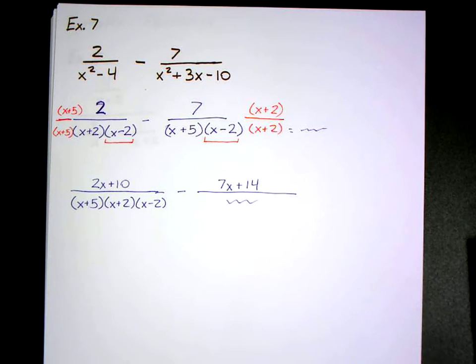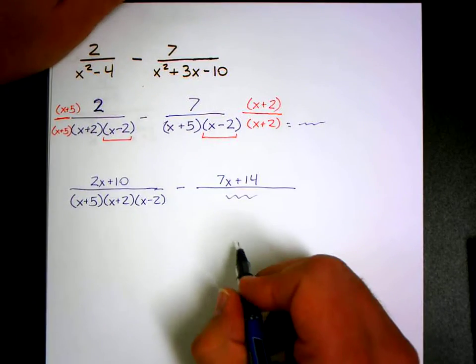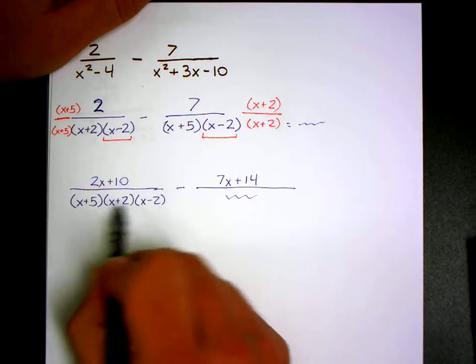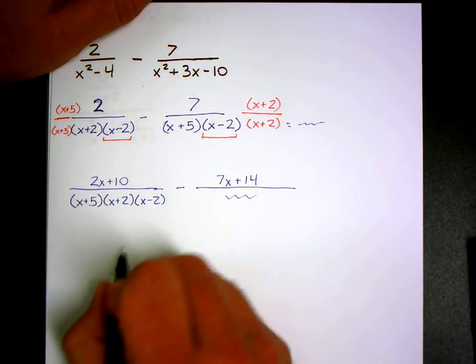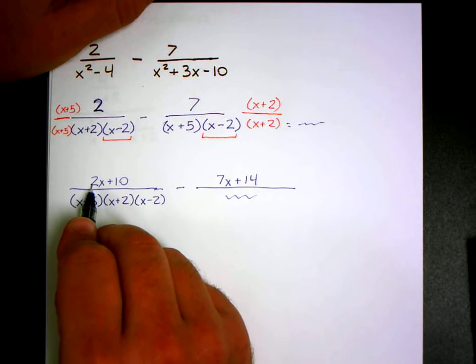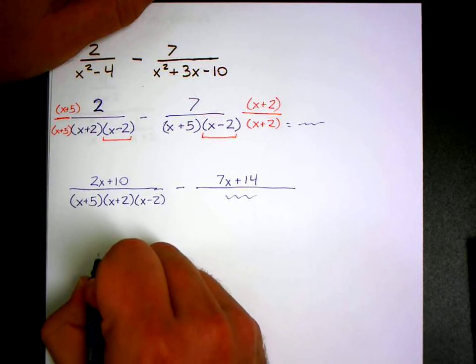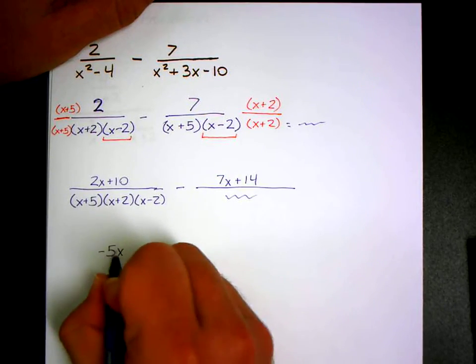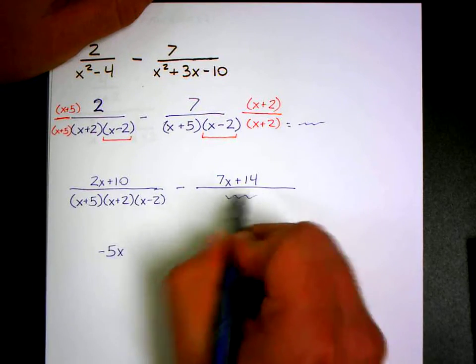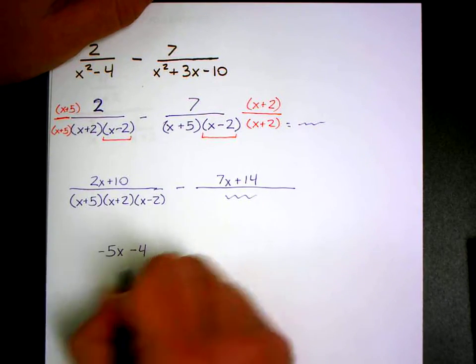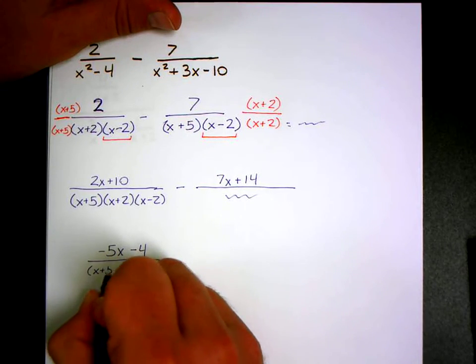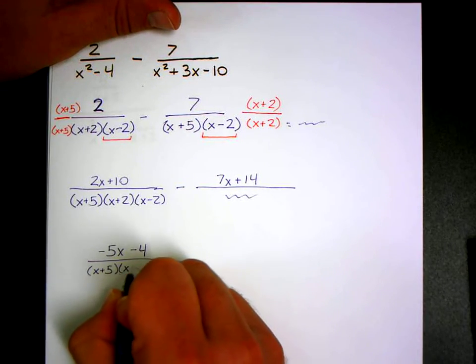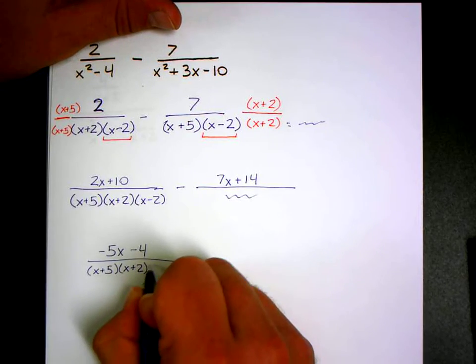Okay, so now after I multiplied out my numerators, I can subtract them across. See, I left out one of the places where I could write squiggle, because now in my next line I'm going to have to actually write out the denominator. So 2x minus 7x is negative 5x. 10 minus 14 is negative 4. You just always have to make sure that whenever you get to your answer, you write it out.